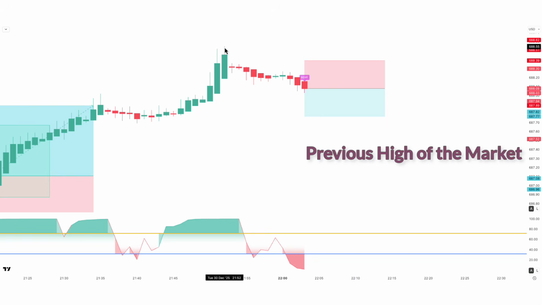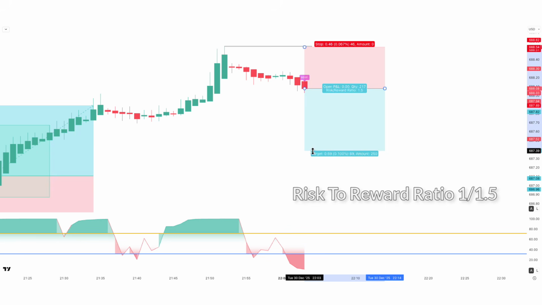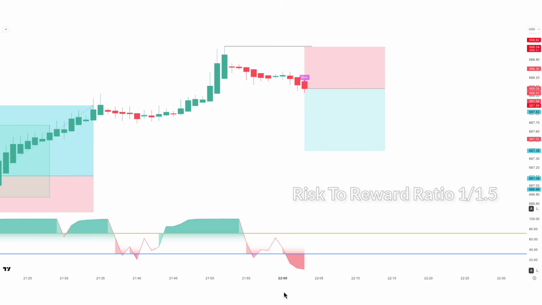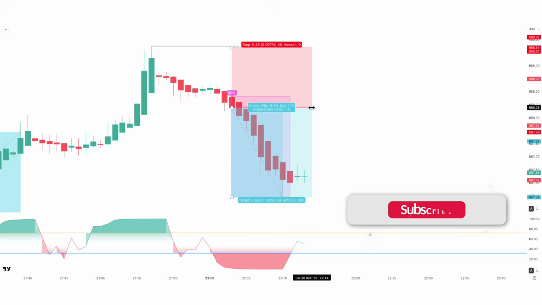Our stop loss is to be placed at the previous high of the market, and the risk to reward ratio will be 1:1.5. Let's see what happens to our trade. We have won the trade.